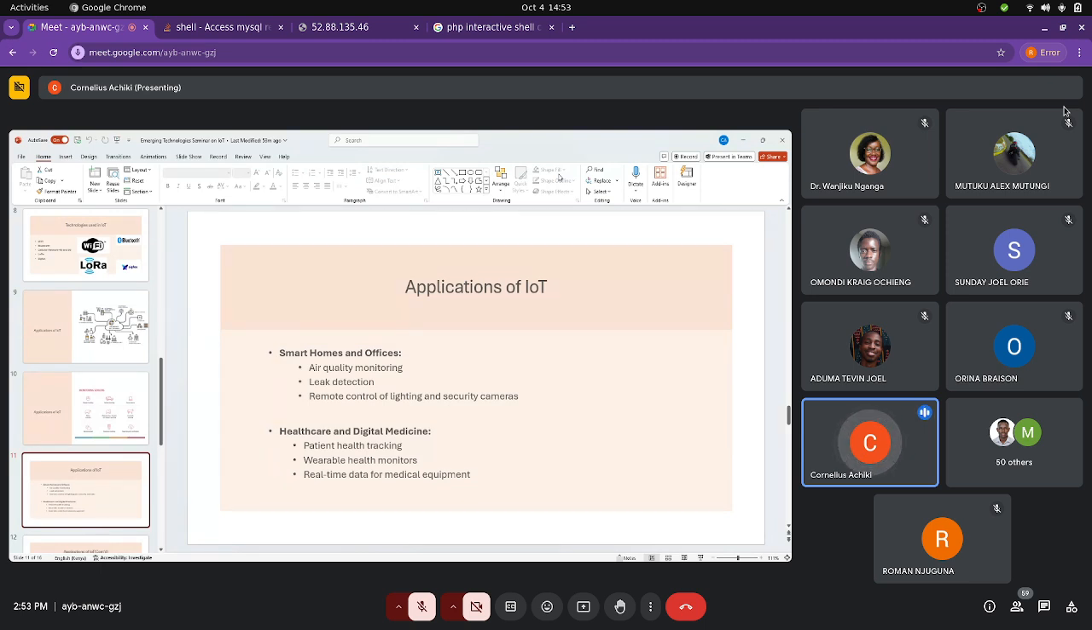So the other application that people might look at is healthcare and digital medicine. And this is patient health tracking.